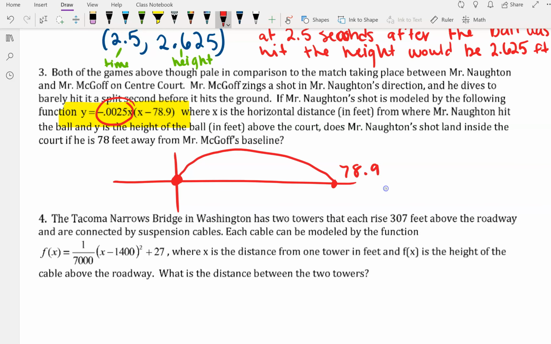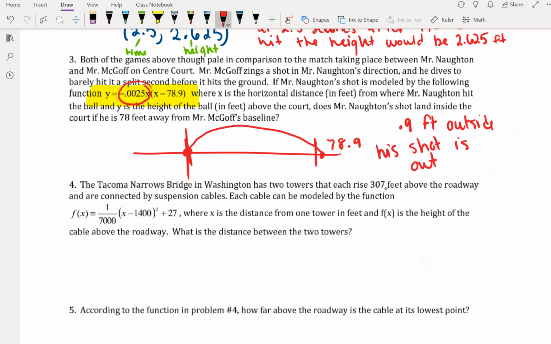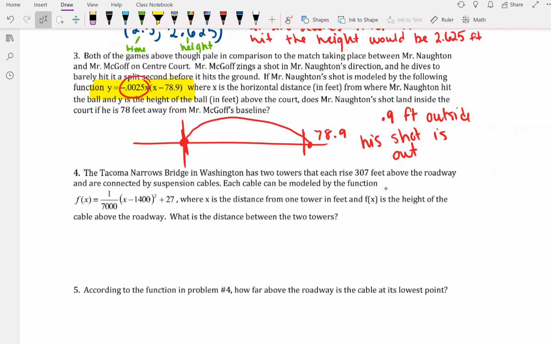So he hits the ball and it lands 78.9 feet later. If he's standing 78 feet from the baseline, so this is where he hits the ball, and he's standing 78 feet away, then the ball lands 0.9 feet outside the baseline. So his shot is out. Sorry, I didn't spend much more time on that. I should have spent more time on that, but that's okay.